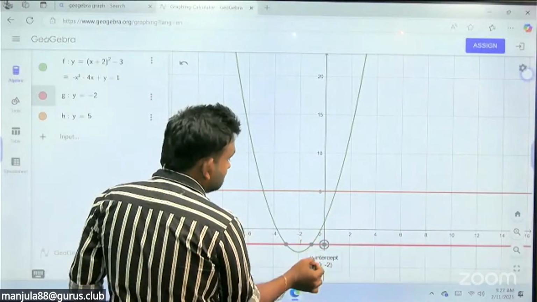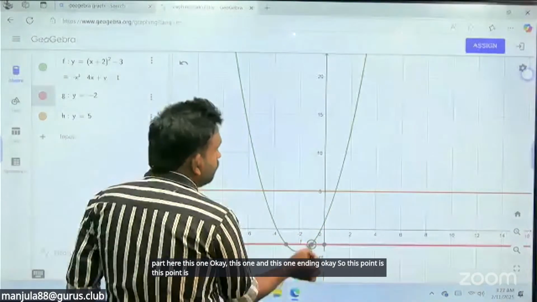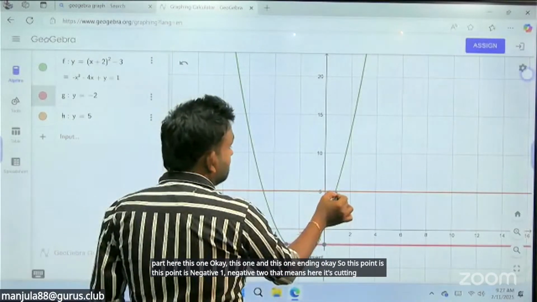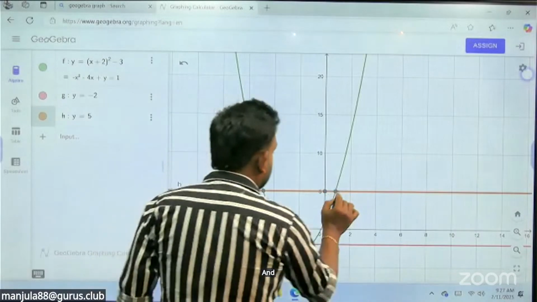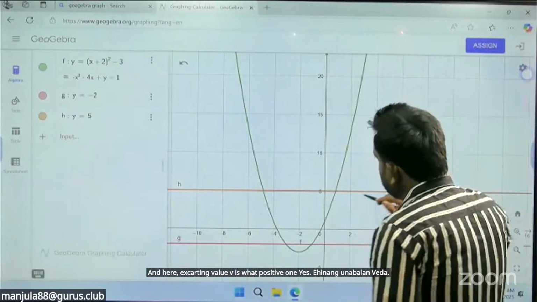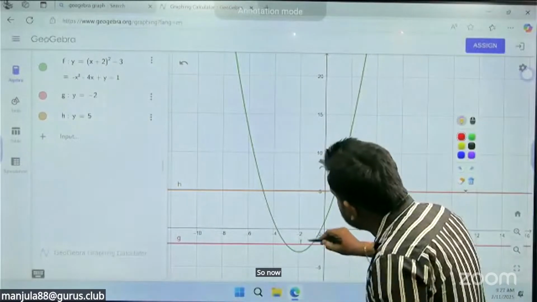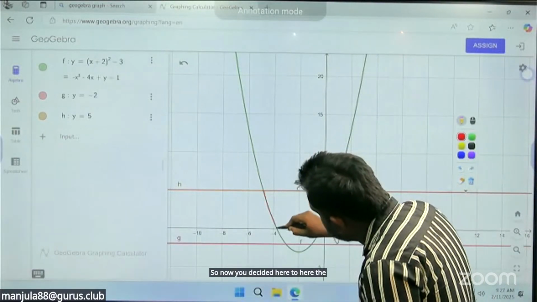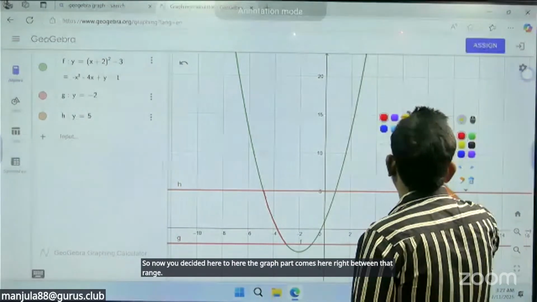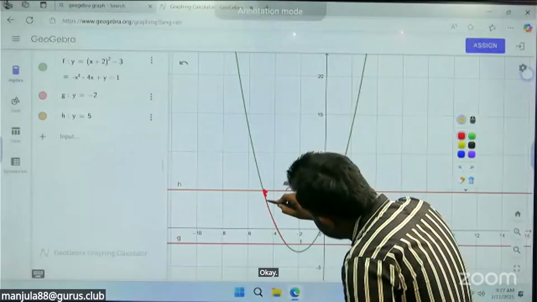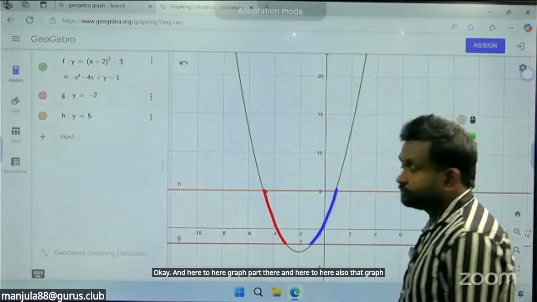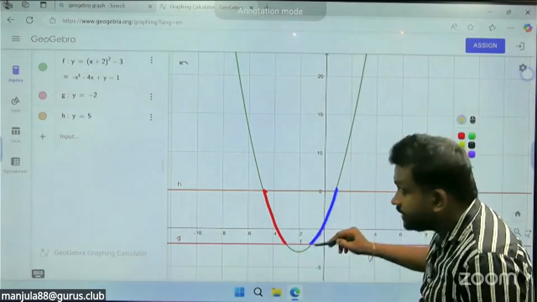So this point is -1, -2. That means here the x cutting value is -1, and here the x cutting value is +1. So now you decided here to here, the graph part comes between that range. And here to here graph part there, and here to here also that graph part there. Then here to here decreasing, here to here increasing.